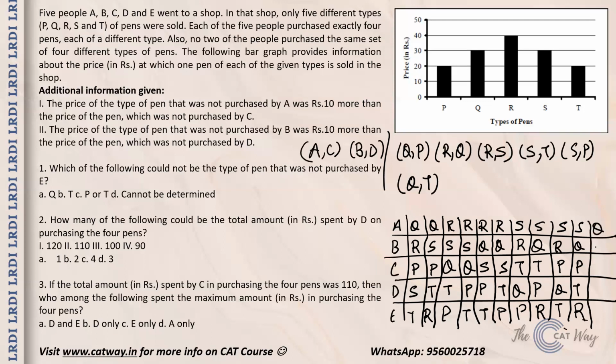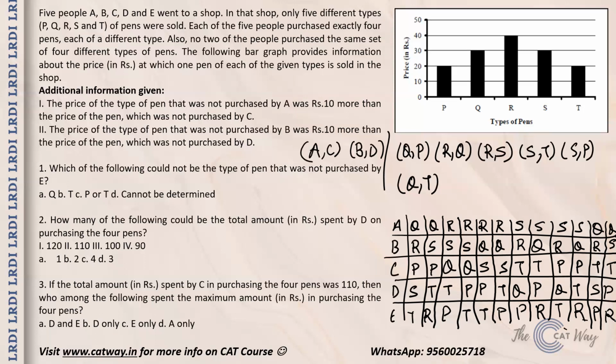Now we go to Q and T. In this case, what are the possibilities, guys? B and D will not buy R or S, and E will be buying P. Similarly, you will have one more case, that is Q and T over here. So S and P can occupy this position, and Q and R will occupy this position. That is, A and C did not buy Q and T, so B and D did not buy S and P, and in that case, E will not buy R. So these are the cases that we have.